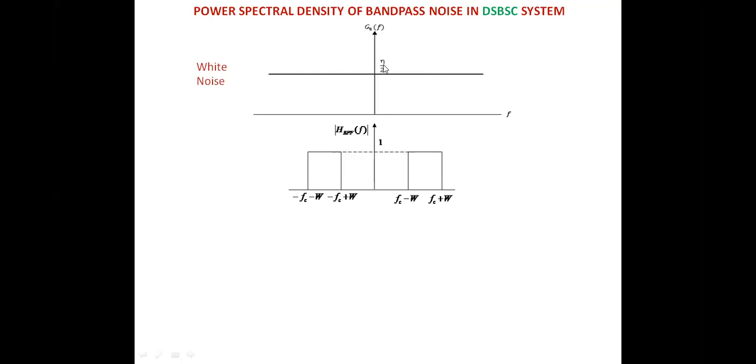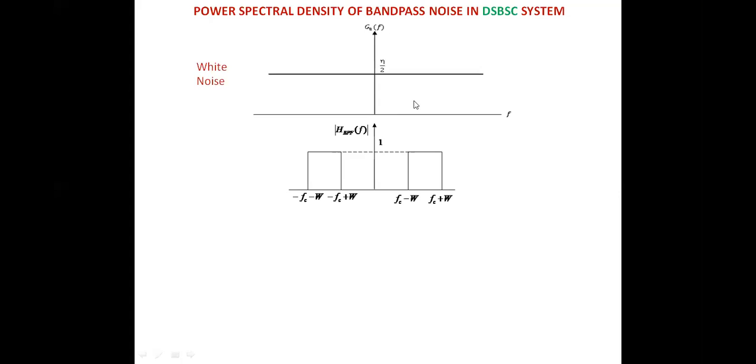Eta is the total noise power spread between 0 and infinite frequency. But here we are showing the noise power spectral density as a two-sided spectrum. That's why we need to divide it by 2. So eta by 2 is simply the power per unit hertz.